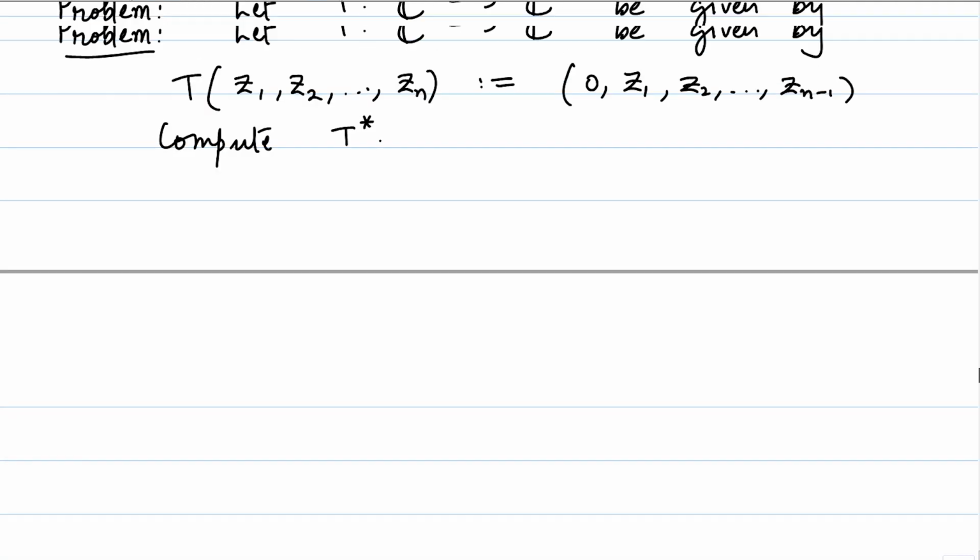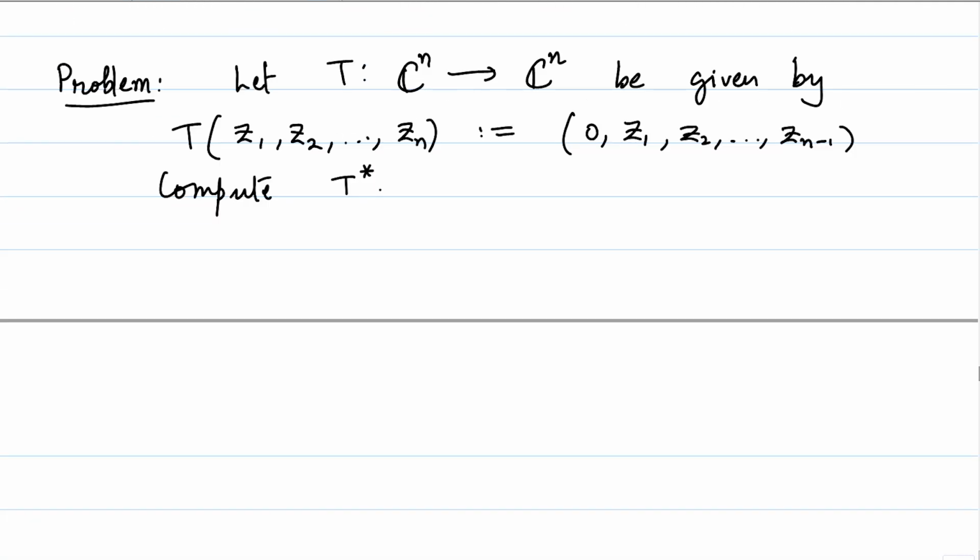One is to check directly what the answer would be, and the second option would be to compute the matrix of T and look at the conjugate transpose. So let's do both. It's not a complicated problem. Let's see what T star of, say, (W1 to Wn) is. This will be a vector, since T star goes from Cn to Cn.